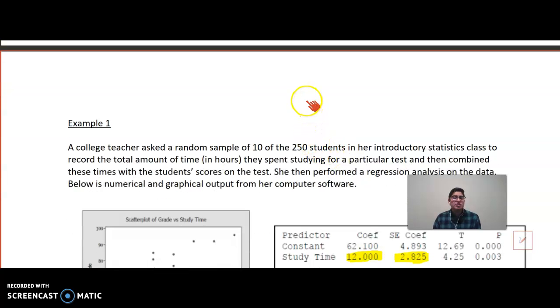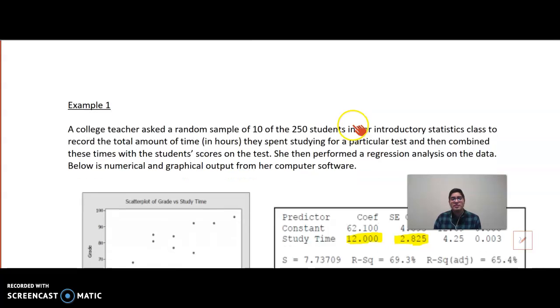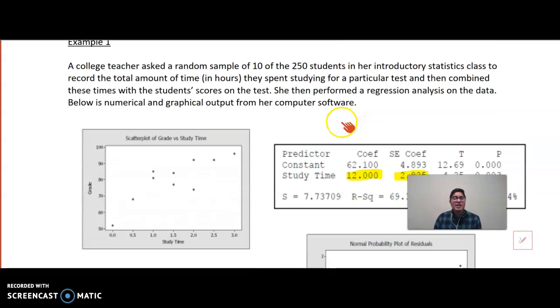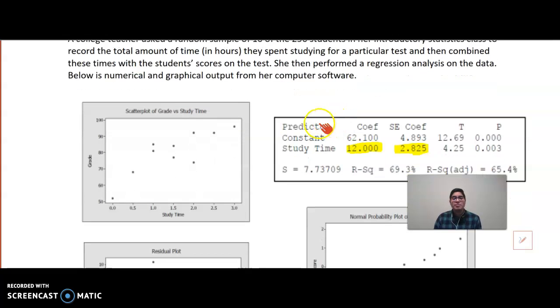So a college teacher or professor asked a random sample of 10 of the 250 students in her introductory statistics class to record the total amount of time in hours they spent studying for a particular test, and then combine these times with the student scores on the test. She then performed a regression analysis on the data. And below is a numerical and graphical output from her computer software.